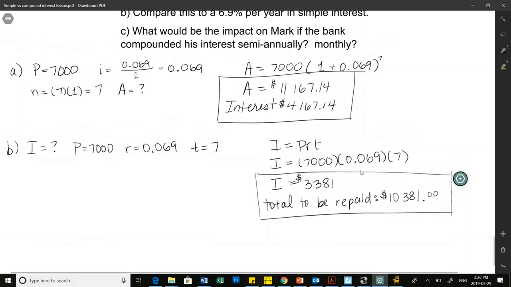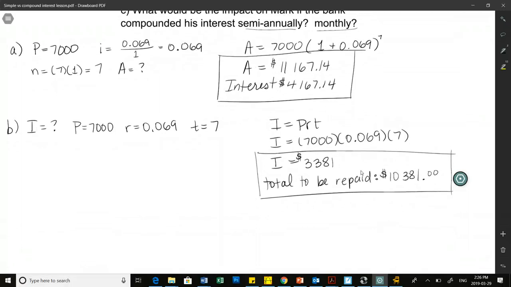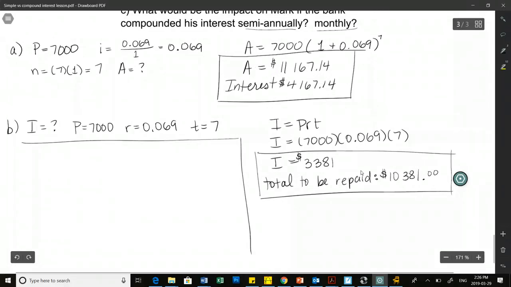Okay, now I want to take a look at the impact of what happens when we compound interest semi-annually and monthly, and compare that to our annual interest. Semi-annually for Part C, we're going to do these both at the same time, and then monthly.